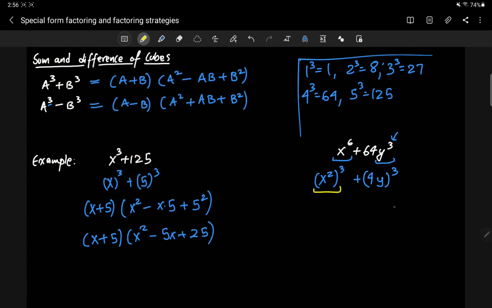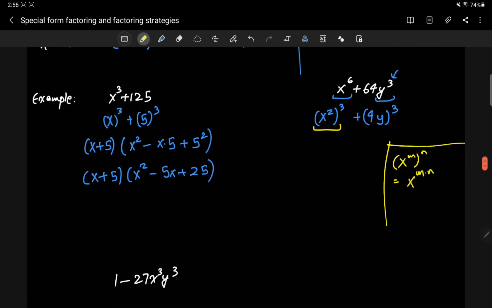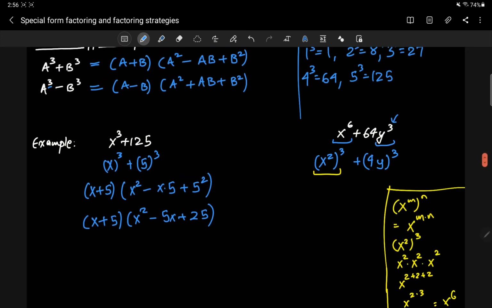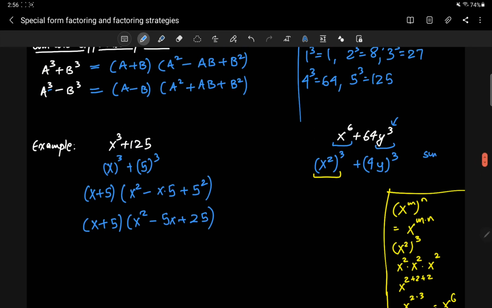Here's an aside. When you have x to the power m to the power n, then these become product of powers, right? Because x squared cubed actually means x squared times x squared times x squared, 3 times, which becomes 2 plus 2 plus 2, which becomes 2 times 3, which becomes 6. So once you've written it in that form, this is now a sum of cubes.